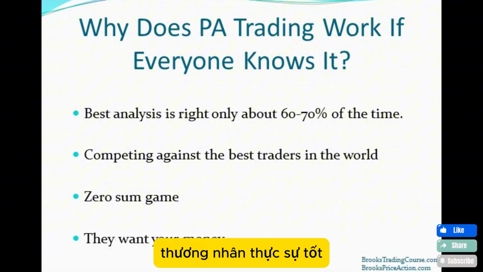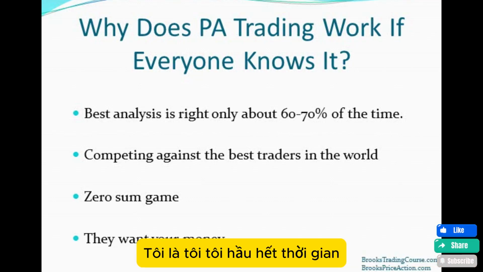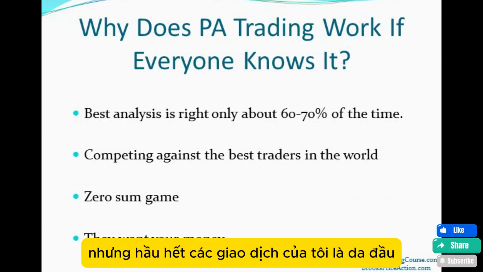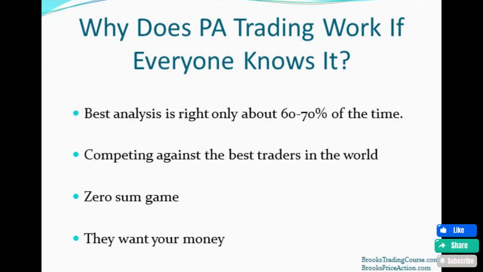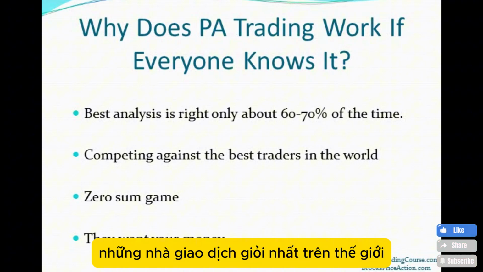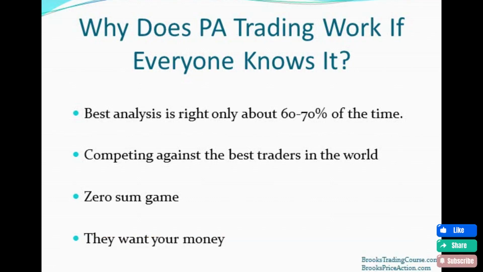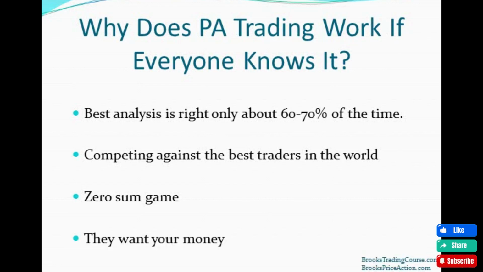Really good traders, for the most part, are not going to be right more than 70% of the time, unless they're scalpers. I scalp most of the time. I do try to swing during the day, but most of my trades are scalps. And that's the only way you can get a high winning percentage. You're competing against the very best traders in the world, the smartest people in the world, and it's basically a zero-sum game. And everyone wants to take money from everyone else.